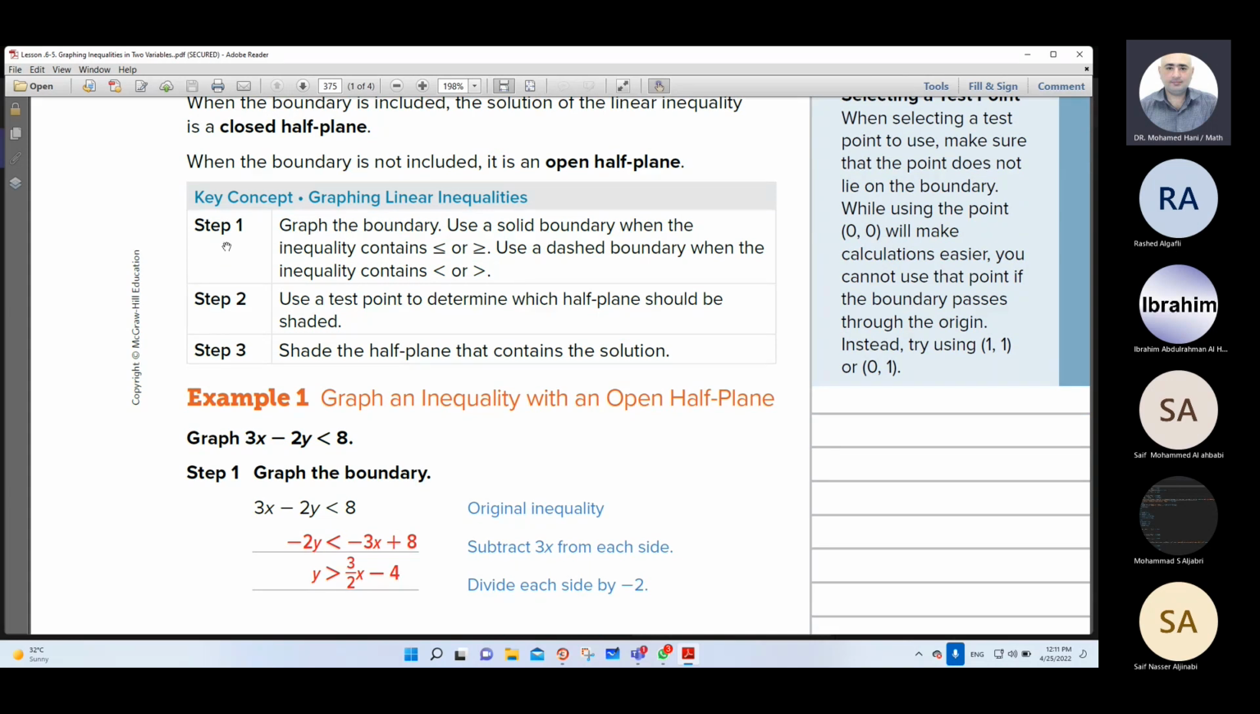Step 1, graph the boundary. Use a solid boundary when the inequality contains less than or equal, or greater than or equal. Focus with me.